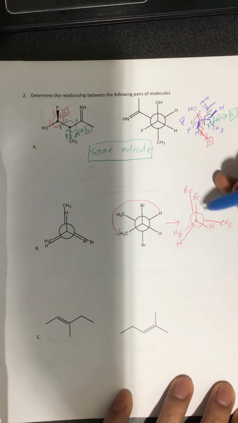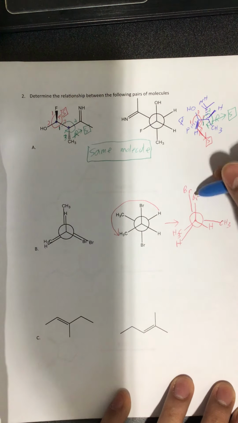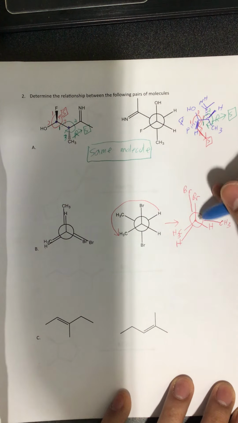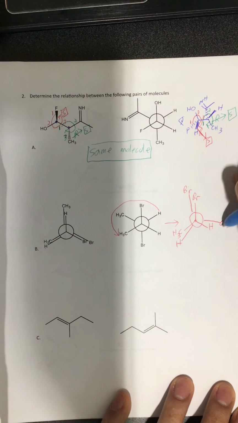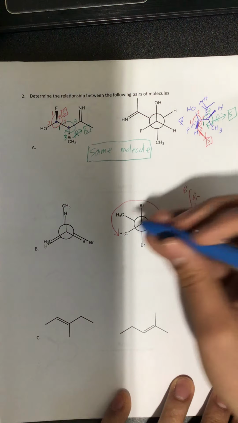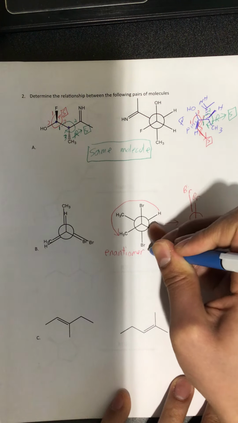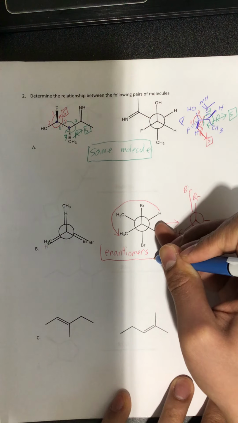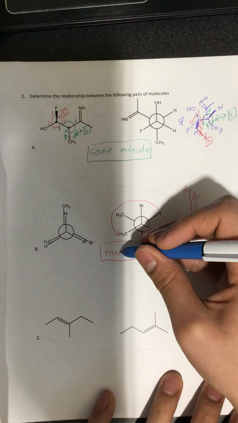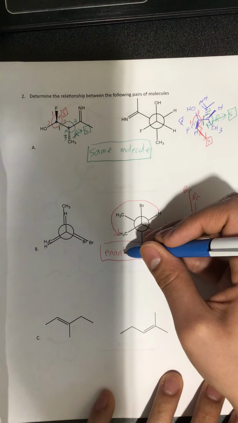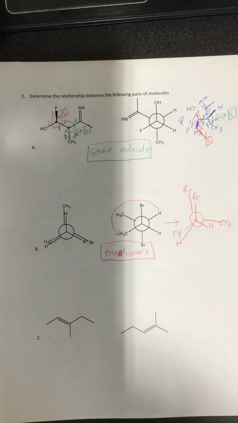Remember, when you switch two groups, you switch the stereochemistry. On the front carbon, we see the H and the Br are switched. Two groups are switched, so this one is going to be the opposite. On the back carbon, we also see two groups are switched, Br and this. So these are enantiomers. I don't think there's an N here. Sorry, enantiomers. I think that's what it's called.